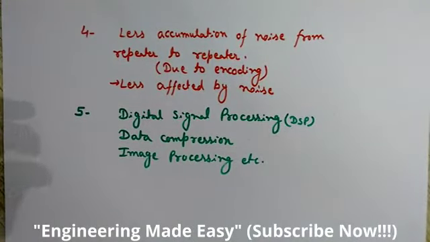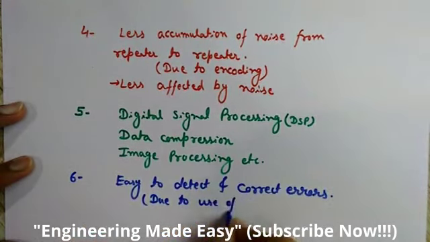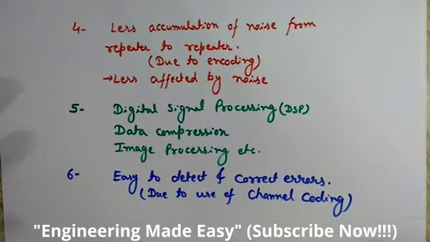Now we will see the sixth advantage. It is easy to detect and correct errors in digital communication. This easy detection and correction of errors becomes possible due to the use of channel coding in digital communication. So, easy to detect and correct errors. It is possible due to channel coding.